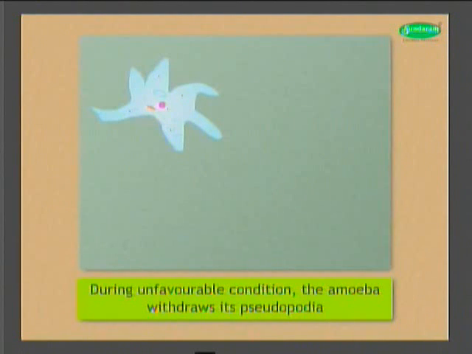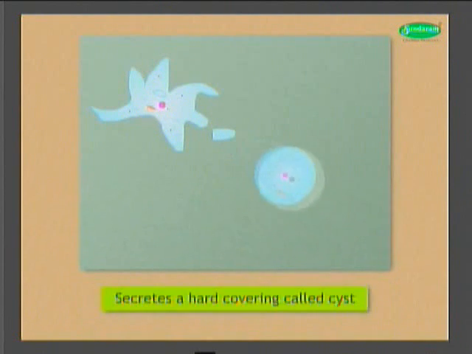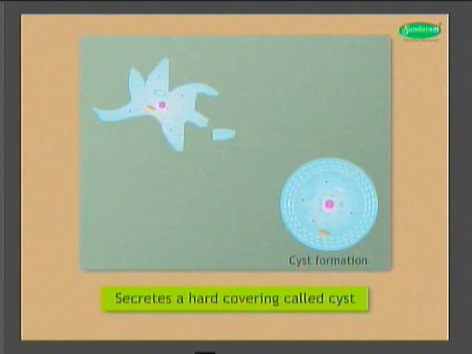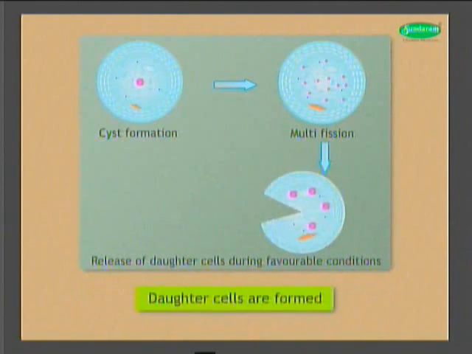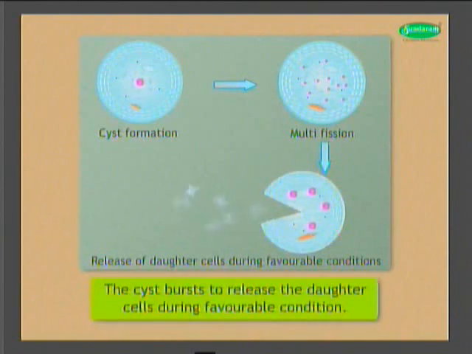During unfavorable conditions, the amoeba withdraws its pseudopodia, becomes almost round and secretes a hard covering called cyst. Inside the cyst, the nucleus divides into many nuclei by repeated division, followed by division of cytoplasm. As a result, many daughter cells are formed. The cyst bursts to release the daughter cells during favorable conditions.